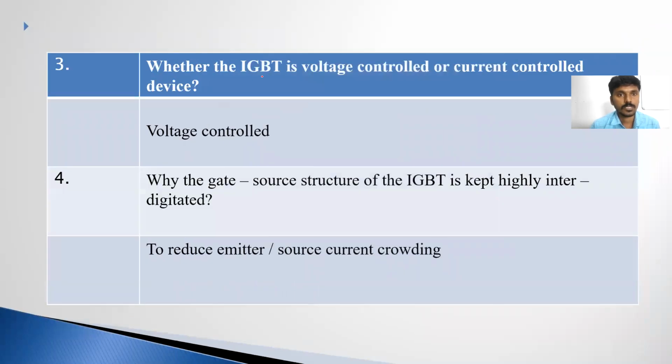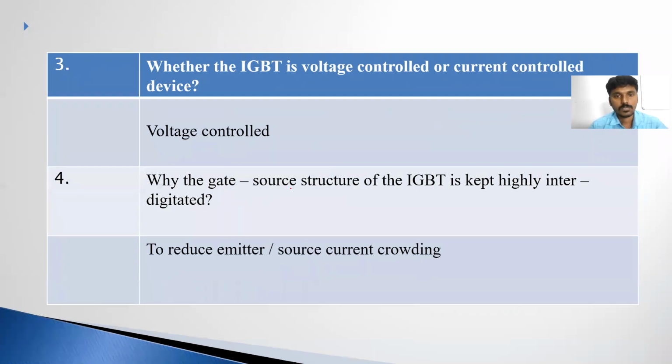Okay, whether the IGBT is voltage controlled or current controlled. Which device control is the IGBT? Voltage control. IGBT is voltage control. So BJT is current control. MOSFET is voltage control, and thyristor is current control. So like this we have to remember.